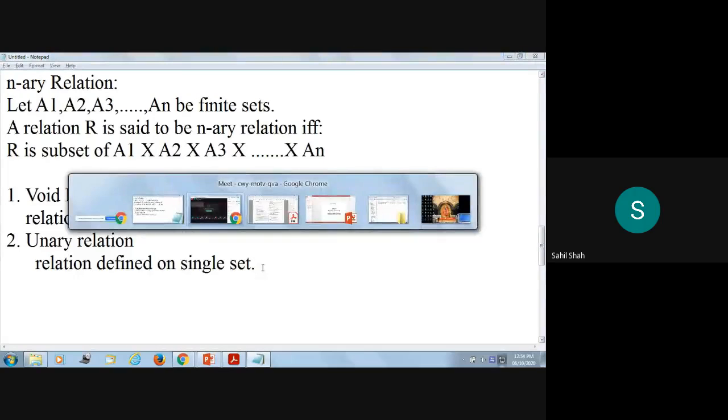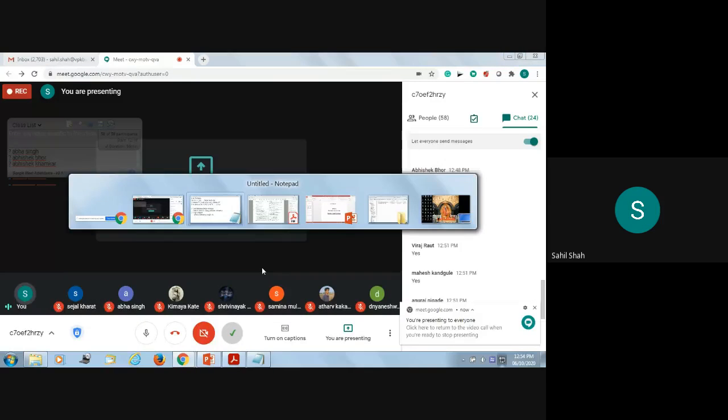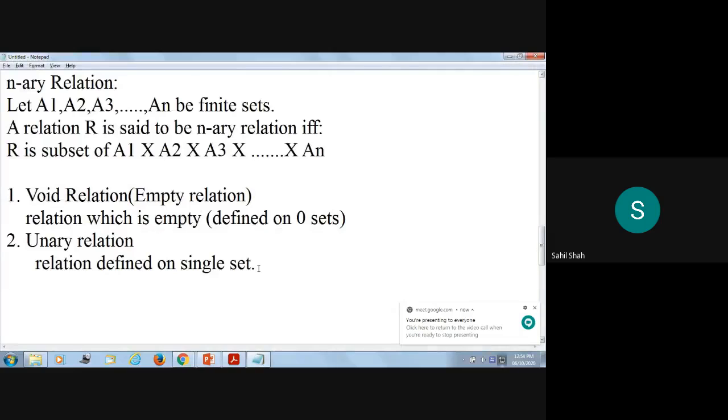Is it making sense? You should not be confused. I know what is given in the books. That is the reason why I am taking it at this speed. If it is making sense, let us proceed. What would be an example of a unary relation?